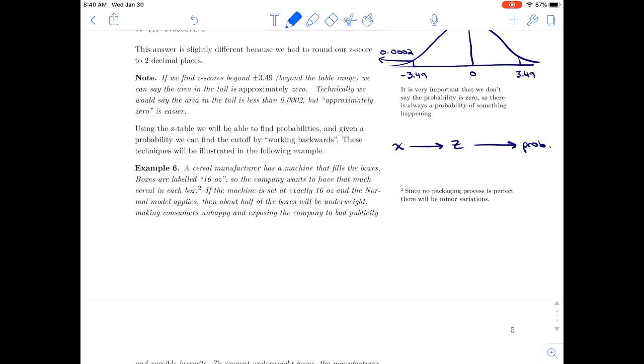So we got from x to z by using z is x minus mu over sigma. And we got from z to a probability using the z table. So you have to keep in mind that it's a two-step process.